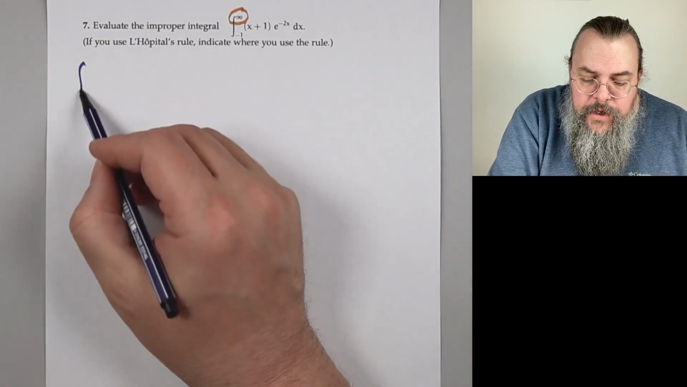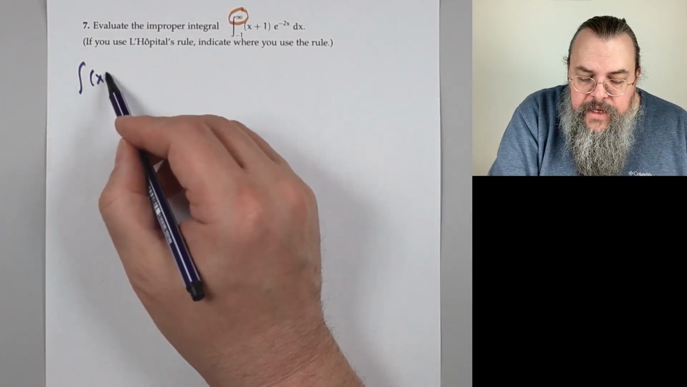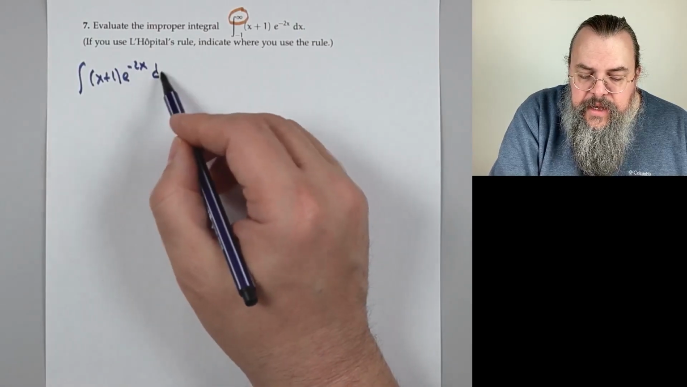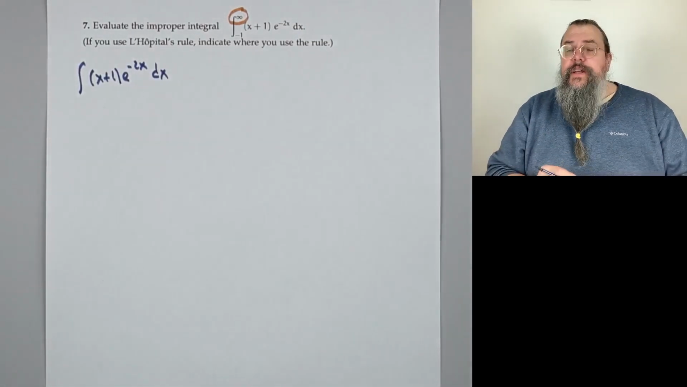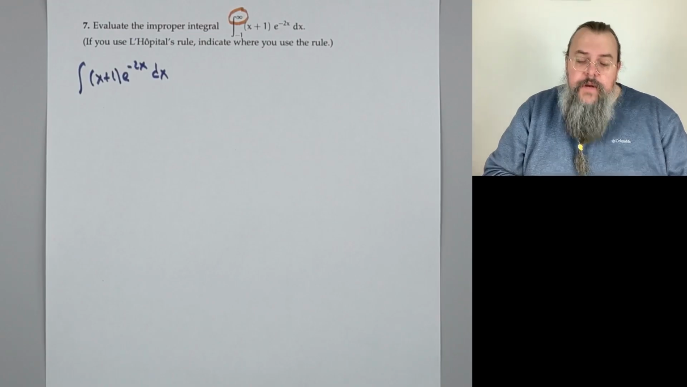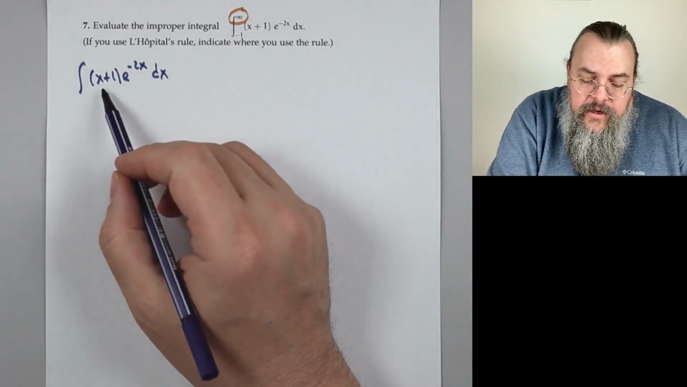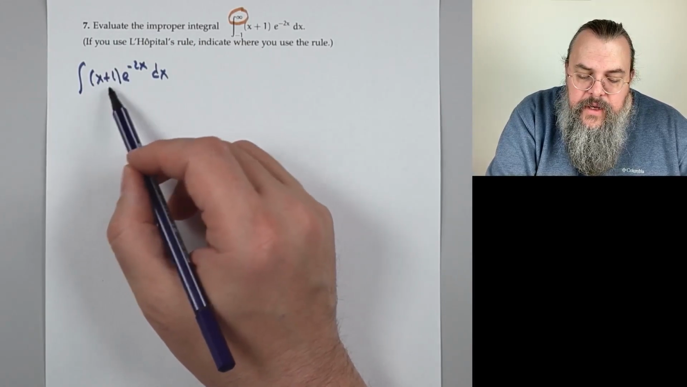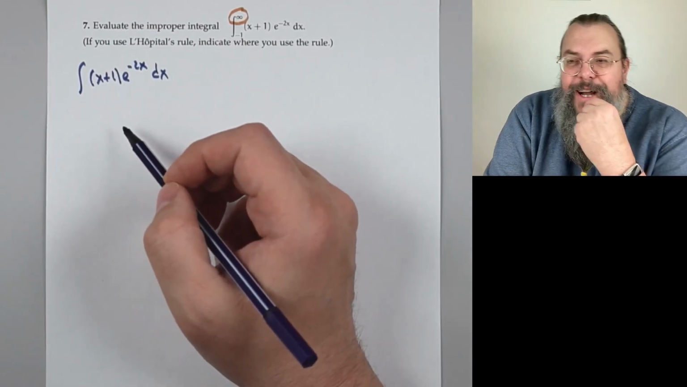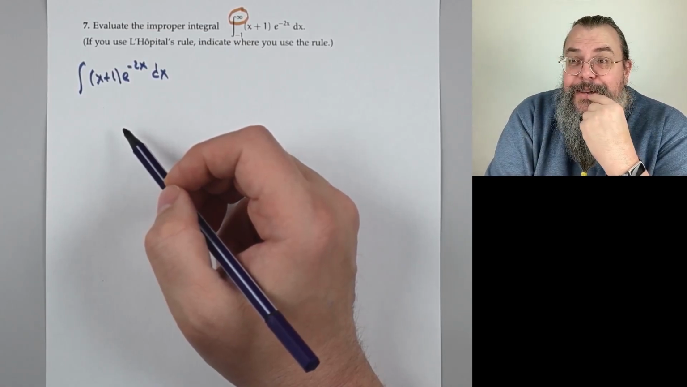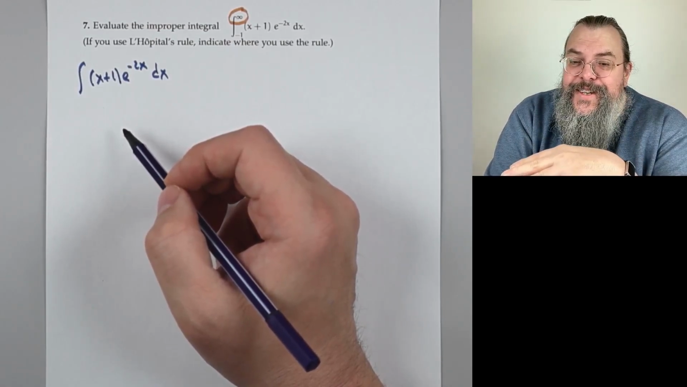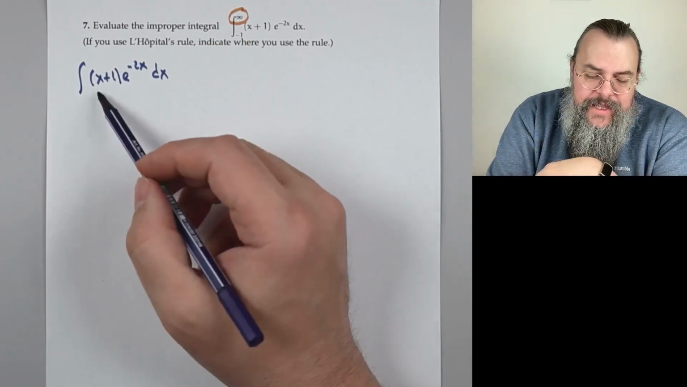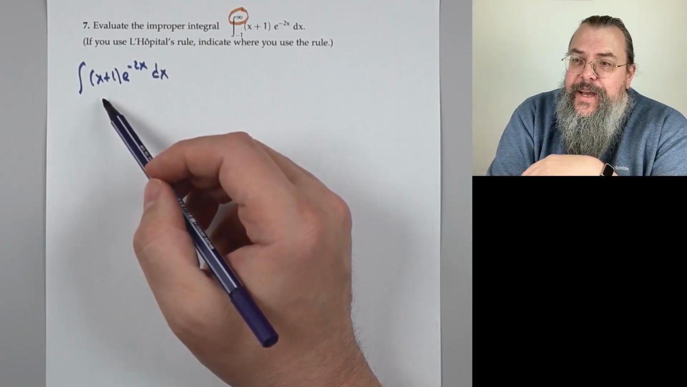Let's do it as if there were no bounds. So you had (x plus 1) e to the minus 2x dx. How would you integrate this? First off, this is not on our list of our 10 basic integrals, but it's not far off. The x is throwing us off. We'd like to get rid of the x.